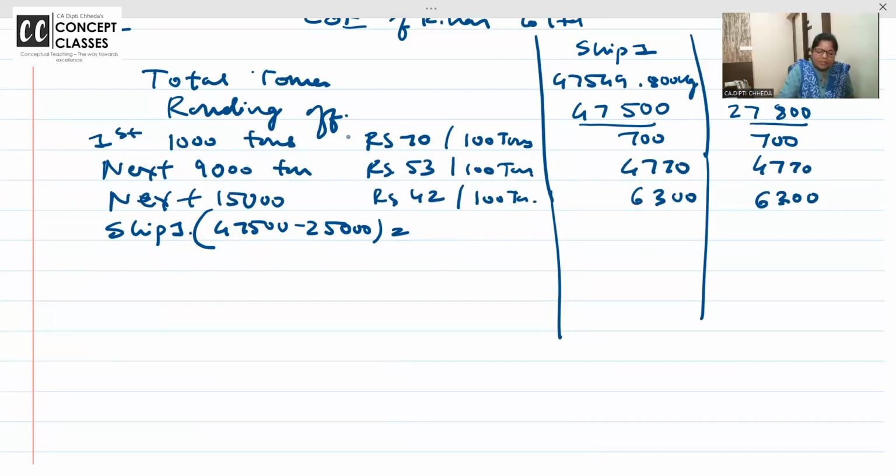47,500 minus 25,000, 22,500 into 29 by 100. 22,500 into 29 by 100. 6,525. 6,525.